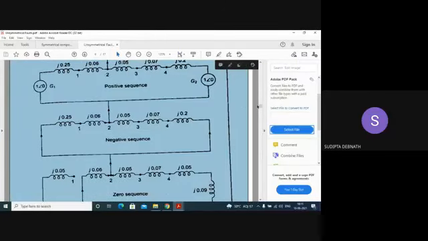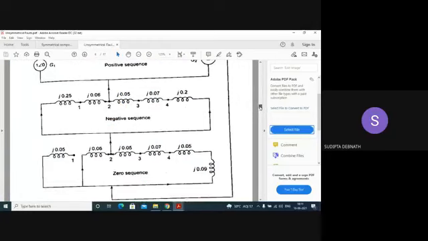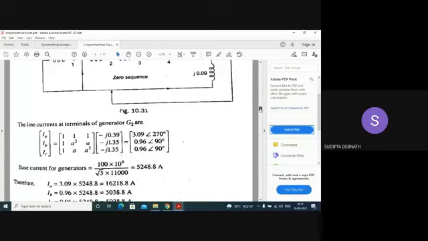In the next part, you will have to find separately, for G2, the line currents at the terminals of generator G2, IA, IB, IC. You know what is IA1, what is IA2, what is IA0. This is actually IA0, this is IA1, this is IA2. Once you know IA0, IA1, IA2, you can easily find out the phase values, that means IA, IB, and IC contributed by the generator G2. And multiplying by the base current, you can easily find out the values in ampere.